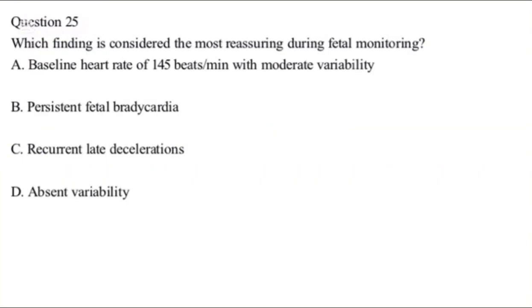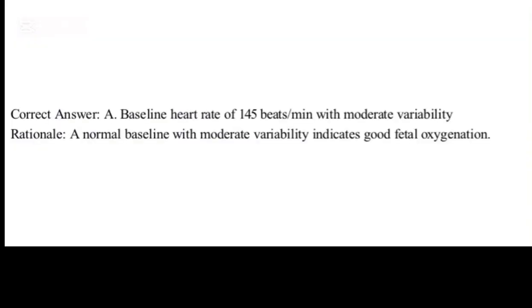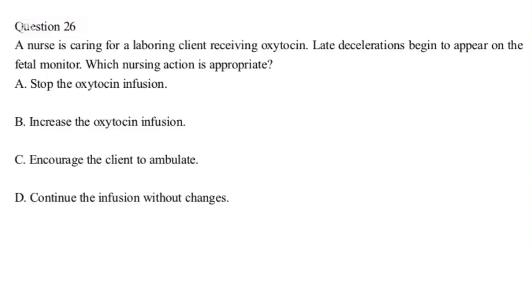Question 25. Which finding is considered the most reassuring during fetal monitoring? A. Baseline heart rate of 145 beats/min with moderate variability. B. Persistent fetal bradycardia. C. Recurrent late decelerations. D. Absent variability. Correct answer, A. Baseline heart rate of 145 beats/min with moderate variability. Rationale: a normal baseline with moderate variability indicates good fetal oxygenation.